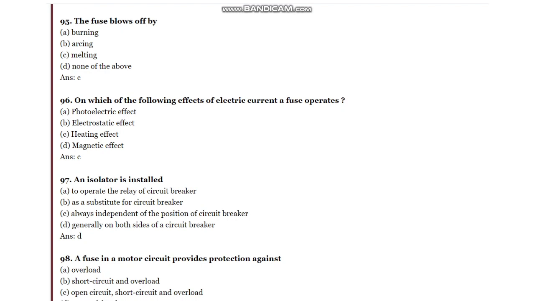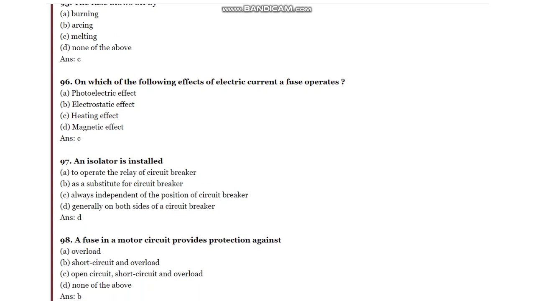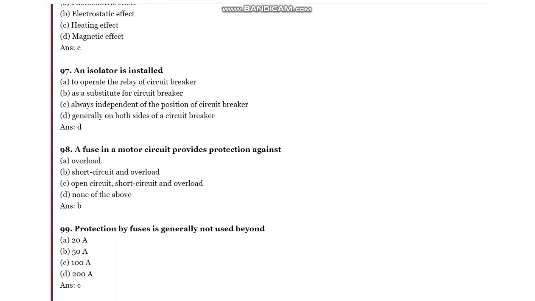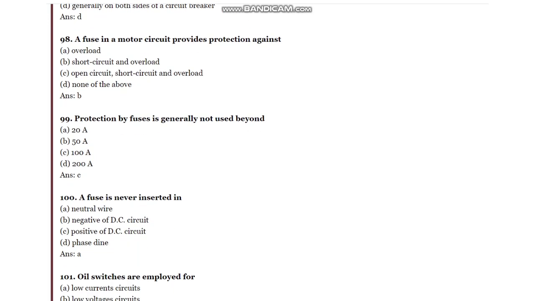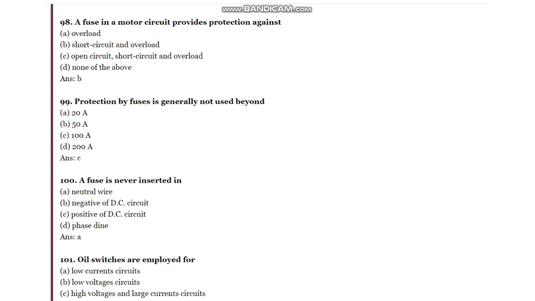On which of the following effect of electric current a fuse operates? Heating effect. An isolator is installed generally on both sides of the circuit breaker. A fuse in a motor circuit provides protection against short circuit and overload, that is B.